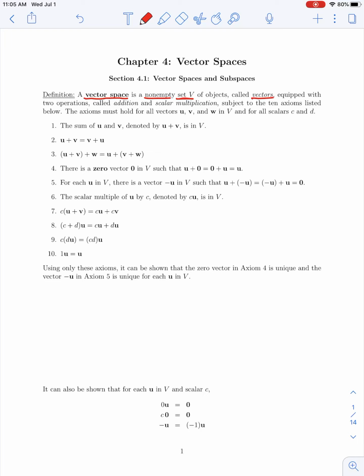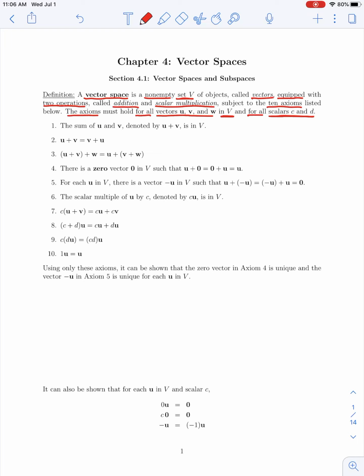Now this non-empty set of objects called vectors is equipped with two operations which are referred to as addition and scalar multiplication, which are subject to 10 axioms or properties which are listed below. Now, when we go through these properties, let's keep in mind that these axioms or properties must hold for all vectors u, v, and w in our set V, and for all scalars c and d that we're going to use in the statement of these properties.